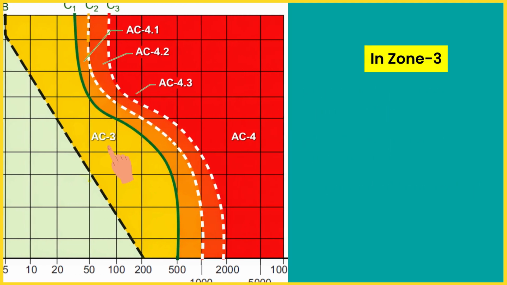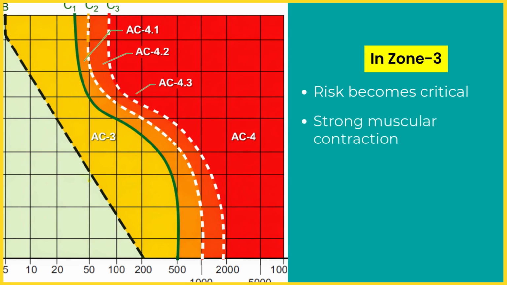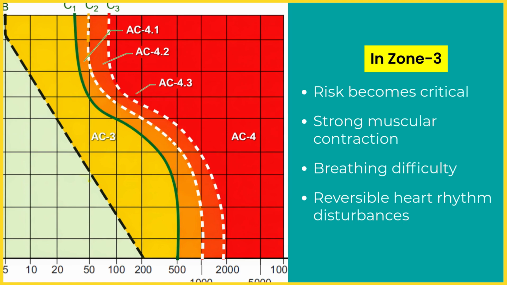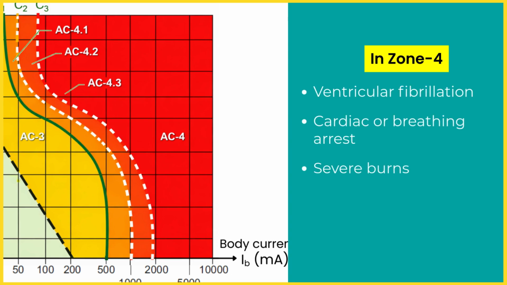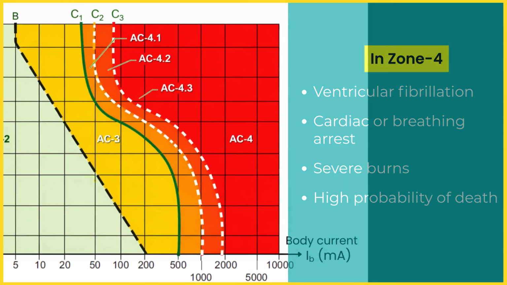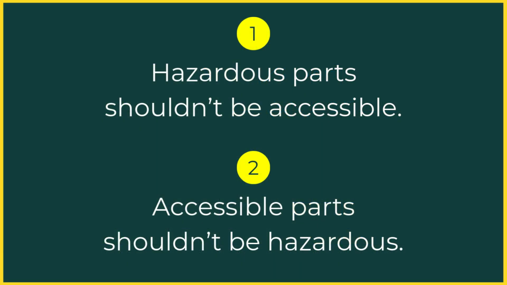In Zone 3, the risk becomes critical. Strong muscular contraction, difficulty in breathing, and reversible disturbances of heart rhythm may occur. Zone 4 is the most dangerous zone. Here, ventricular fibrillation, cardiac arrest, breathing arrest, severe burns, and a high probability of death are possible. With this understanding, let's return to the two simple rules we started with and see how they are applied in electrical system design. Together, these two rules address electric shock dangers, which appear mainly in two situations.